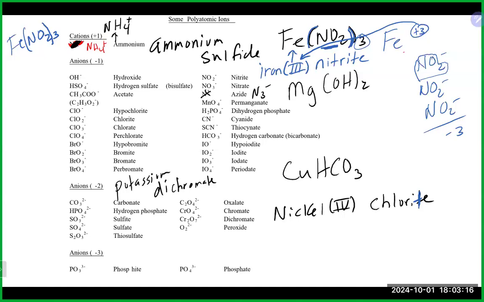Now, if you have just one polyatomic ion, you do not need the parentheses, although some people like to put the parentheses, but you really don't need the parentheses. It's just if you have more than one. Any questions on that there?